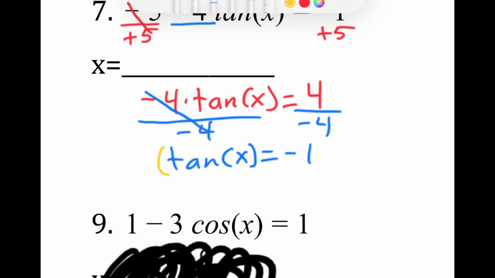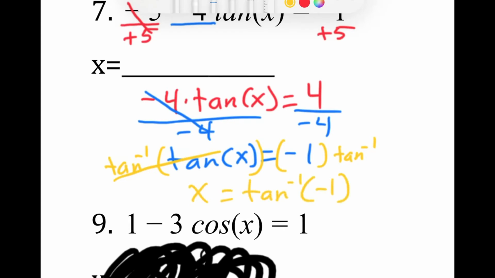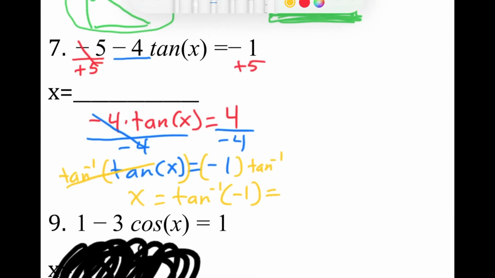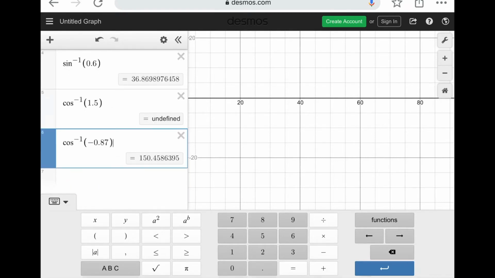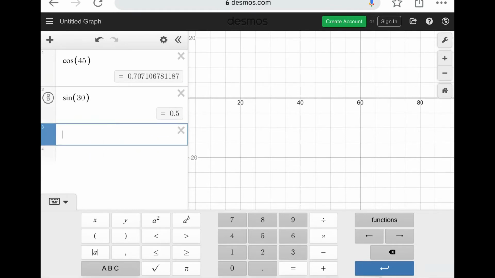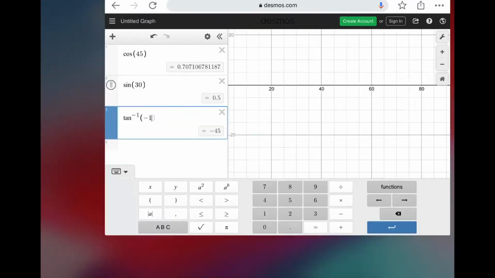Tangent by itself, inverse tangent on both sides. We're left with x equals inverse tangent of -1, which is the same thing as, and you can exit out of these if you want every single time, just to get all of them out of your way. So we've got inverse tangent of -1, which is -45 degrees.